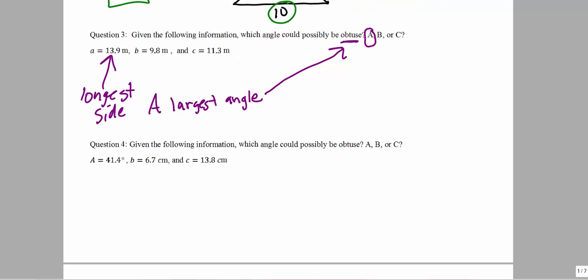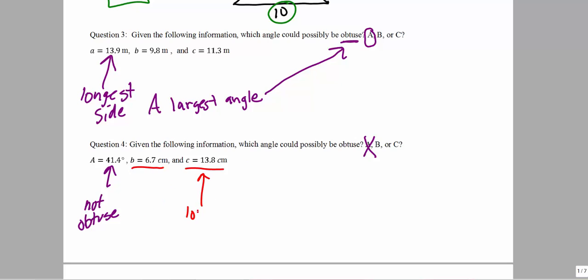Okay, question 4. Given the following information, which angle could possibly be obtuse? We're given that angle A is 41.4 degrees, side B is 6.7 centimeters, and side C is 13.8 centimeters. Well, we can cross angle A off the list. Angle A is obviously not obtuse. So we have to choose between angle B and angle C, the angles opposite of those sides. Which one could possibly be obtuse?